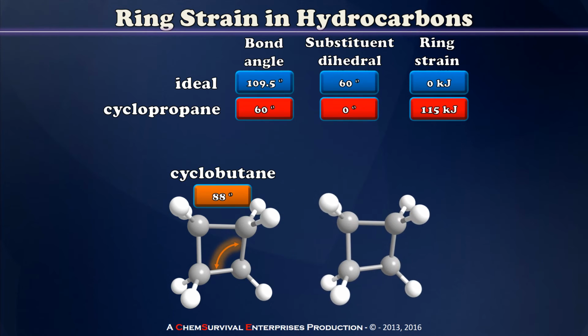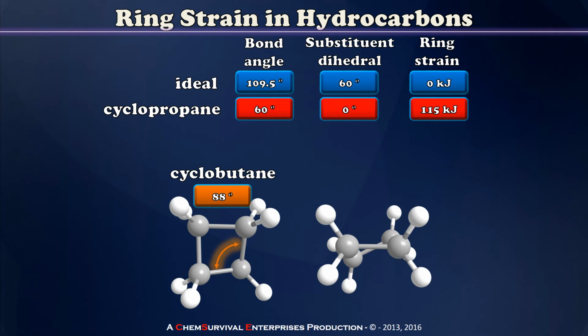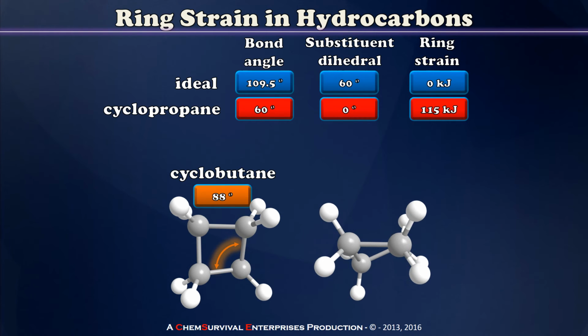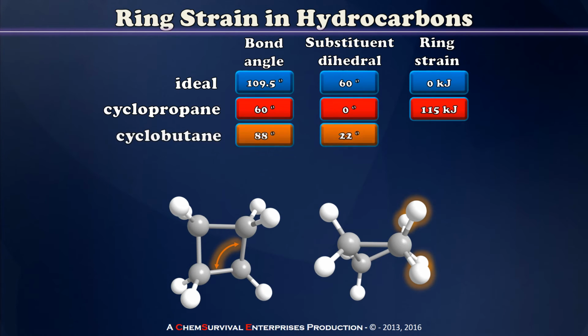However, if we tip the molecule on its side, not only can we see this twist, but we can also see why this twisting occurs. The twisting places the substituents slightly out of this eclipsed conformation. So cyclobutane has angles of about 88 degrees for carbon-carbon bonds and about 22 degrees for the dihedrals of the substituents. So this relieves a little bit of strain, but not much. Cyclobutane has a ring strain of about 110 kilojoules. So again, these molecules really want to open up and be long chains, not small rings.